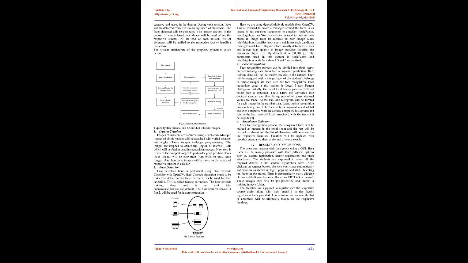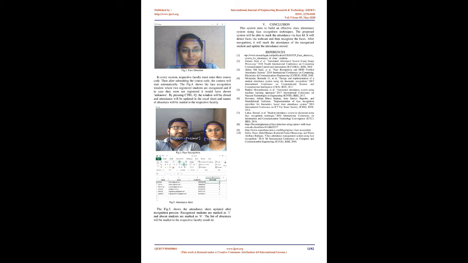It has 3 parameters to consider: scale factor, min neighbors, min size. Scale factor is used to indicate how much an image must be reduced at each image scale. Min neighbors specifies how many neighbors each candidate rectangle must have. Higher values usually detect fewer faces but with higher quality. Min size specifies the minimum object size. By default it is 30,30. The parameters used in this system are scale factor and min neighbors with the values 1.3 and 5 respectively.